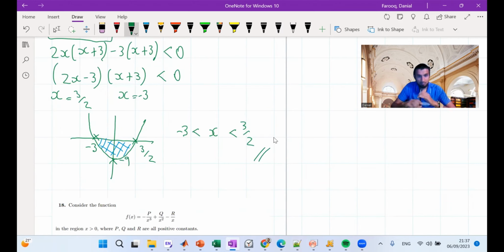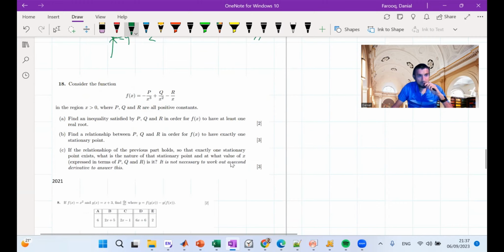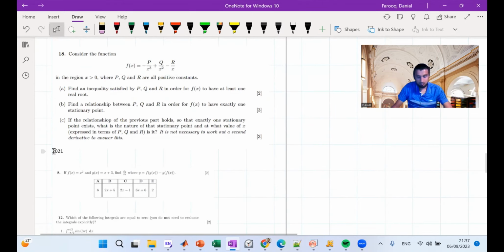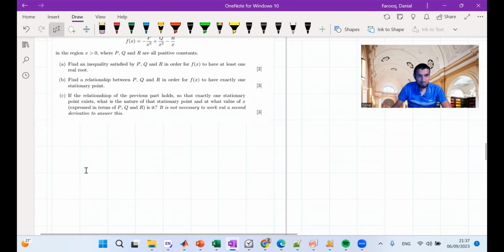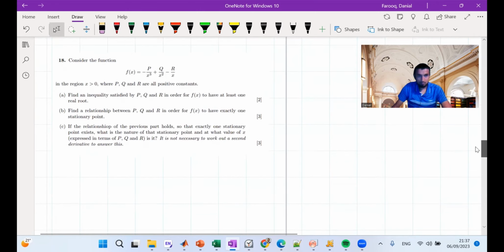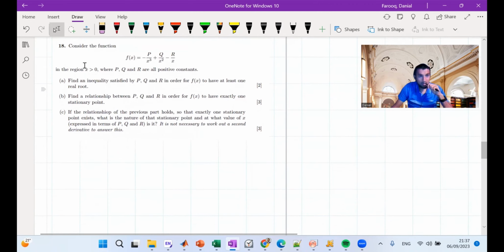Okay, let's do the next question then. So this is still 2022. Consider this function in the region x is greater than 0, where p, q, and r are all positive constants. Find an inequality satisfied by p, q, and r in order for f(x) to have at least one real root.